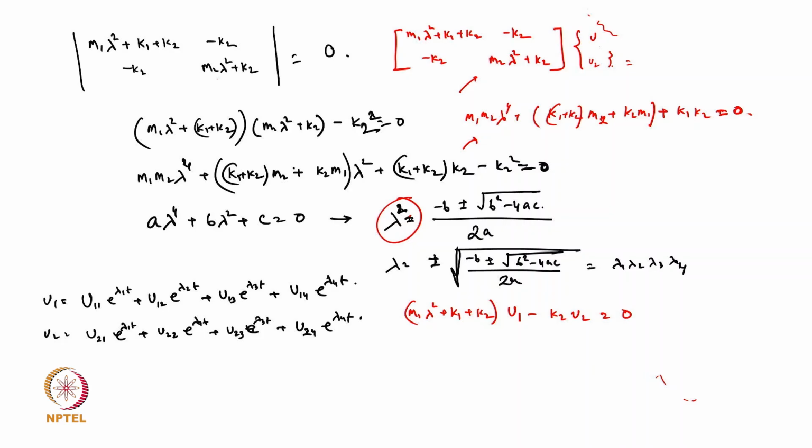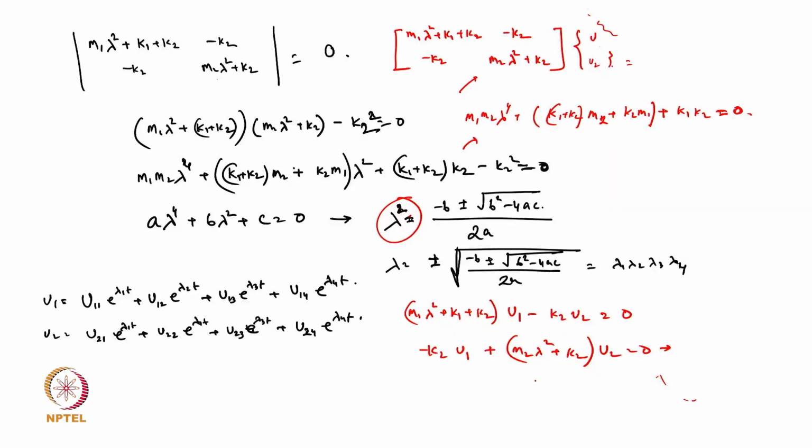Okay, simple. And the second equation is minus k2 u1 plus (m2 lambda square plus k2) into u2, that is equal to 0. So if somebody asks you, tell me, if I put u2 equal to 1, what should be the value of u1?